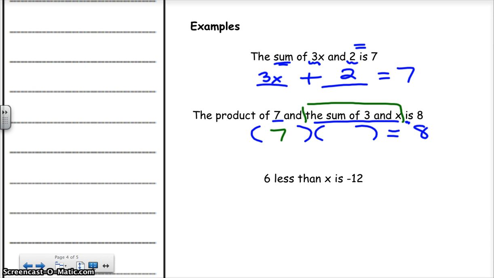What's the sum of 3 and x, Jada? 3x. 3x, that would be product, right? 3x means multiply. Isabel? 3 plus x. 3 sum, add.